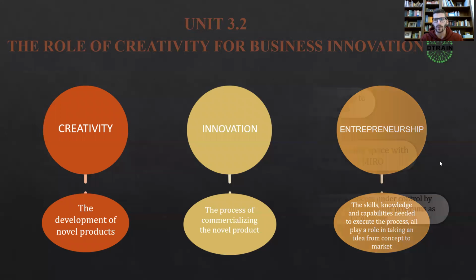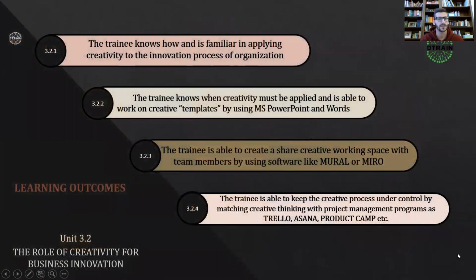Okay, if we go to the second slide, the learning outcomes of the role of creativity are four. First, the trainee knows how to apply creativity to the innovation process of an organization and is familiar with it. Second, the trainee knows when creativity must be applied and is able to work with creativity templates by using PowerPoint and Word. After, we can see specifically one by one.